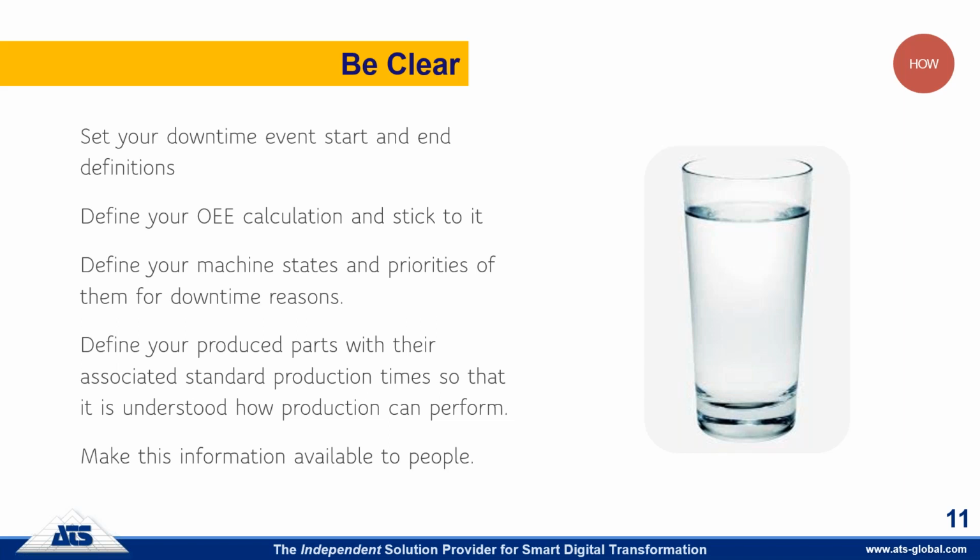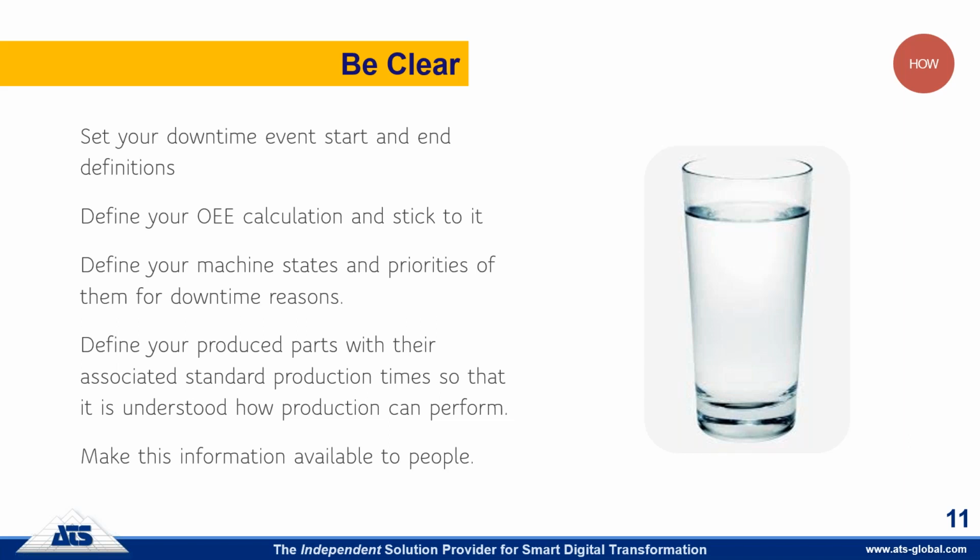So if you understand how your production can perform, if your process takes longer to produce certain parts, then you need to get this defined against the optimum speed for the process and the part. And then the other thing about being clear is to make this information available to people. By making the information available, anyone can start to notice areas where they can improve and make adjustments on the fly.